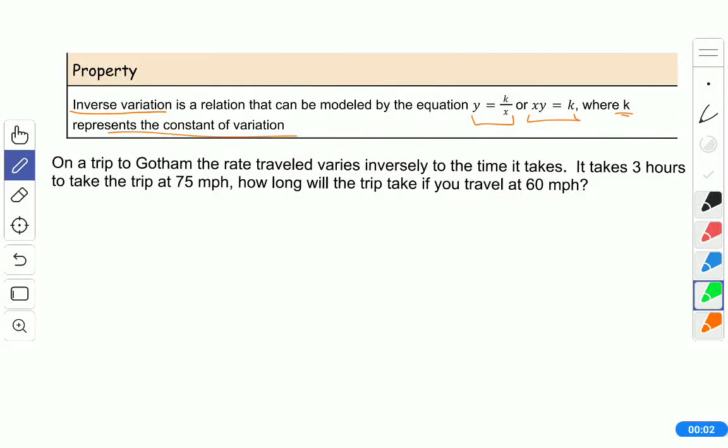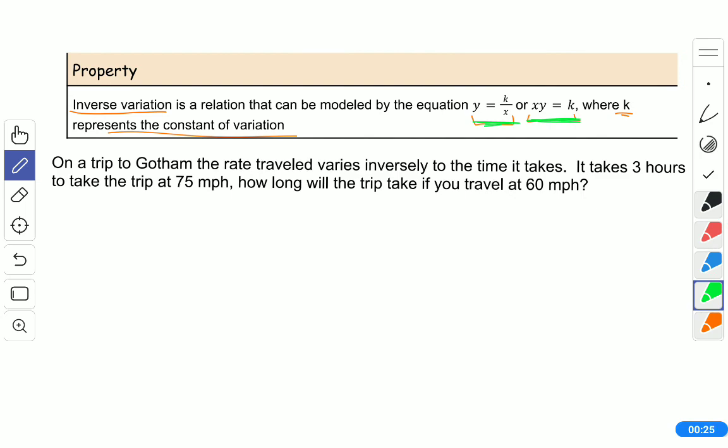Okay, so in this example, we are talking about inverse variation, which is a relation that can be modeled by the equation y equals k over x, where xy equals k, and k represents the constant of variation. So once you find that constant, it's true for the same situation and can be used over and over again.